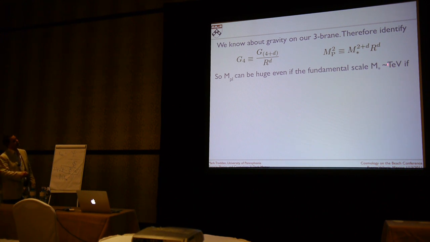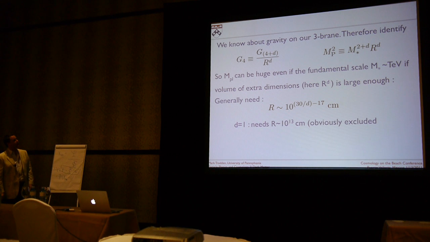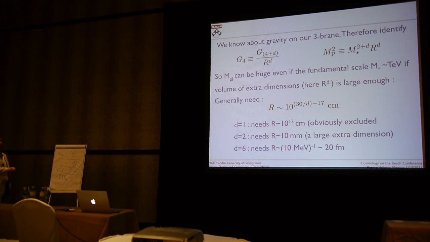So if the fundamental scale of all physics is a TeV, then if you make the volume of extra dimensions big enough, M Planck can still be 10 to the 18 GeV or so. So generally, you need R to be given by this expression in this simple model. And in d equals 1, you clearly can't do it because your extra dimensions would have to be bigger than the solar system. But as soon as you get to more extra dimensions, you can start pushing it down to areas where it's completely consistent with everything we've observed.